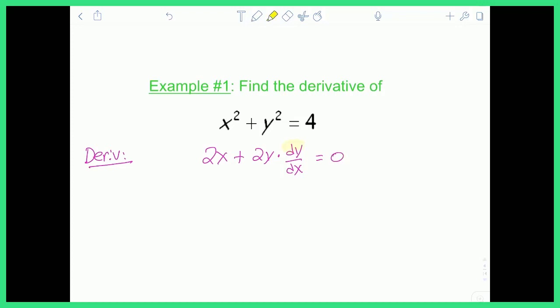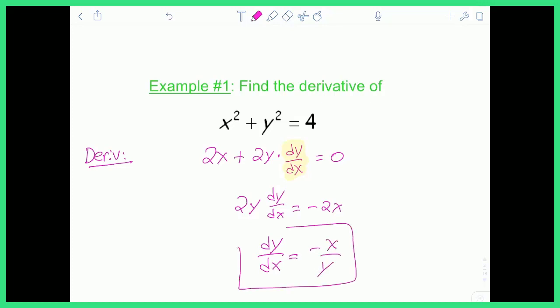Your goal in implicit differentiation is to isolate the dy/dx. So let's subtract 2x from both sides. We get 2y dy/dx is equal to negative 2x. Then divide both sides by positive 2y, and we get that dy/dx is equal to negative x over y. So this is the derivative. The derivative of this function with respect to x is negative x over y.